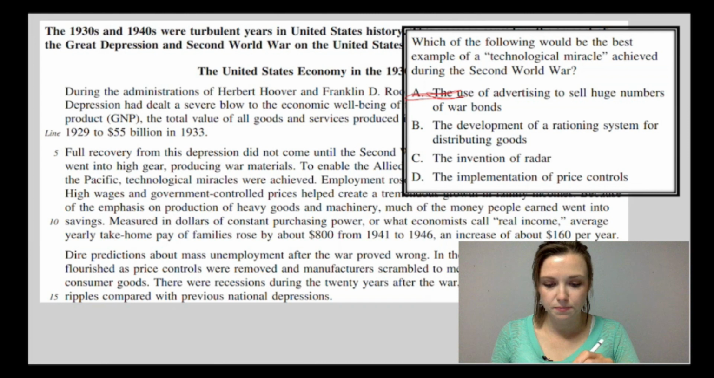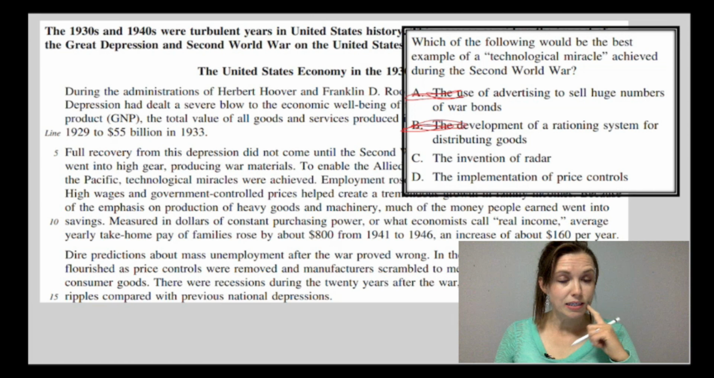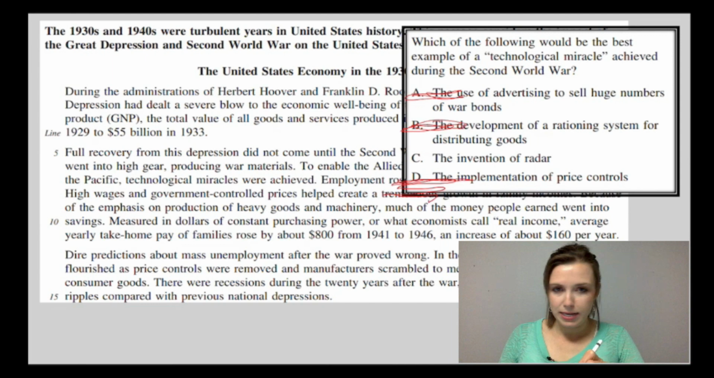Okay, the invention of radar. It's kind of a biggie, right? A technological miracle, I would say so, but let's look at D. The implementation of price controls. This toilet paper is only going to cost you $85. No more. No, that's not it. So the answer is C.